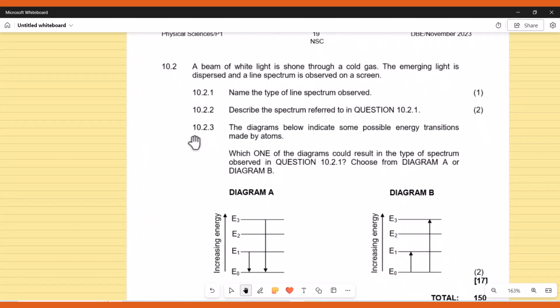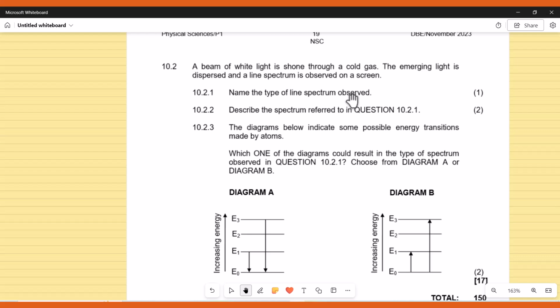Okay, next question here. They say that a beam of white light is shone through a cold gas. The emerging light is dispersed and a line spectrum is observed on a screen. Name the type of line spectrum observed. I repeat, a beam of light is shone through a cold gas, the emerging light is dispersed and a line spectrum is observed.